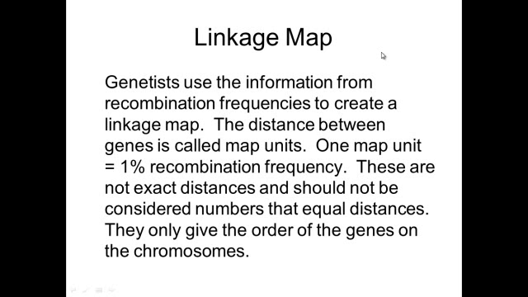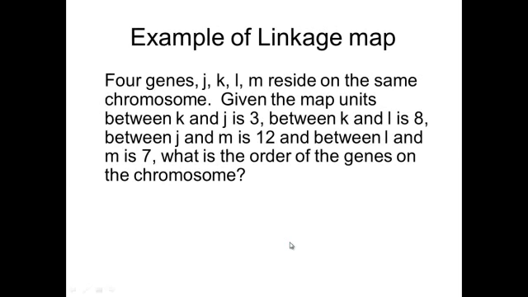Now, a map unit really is a distance along the chromosome. It doesn't give exact distances. It only gives kind of like the order of genes on a chromosome. So this is a good example.